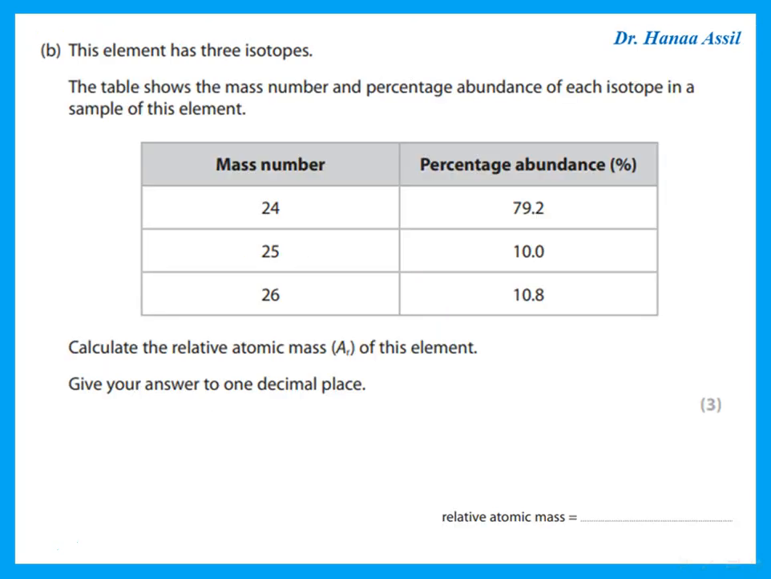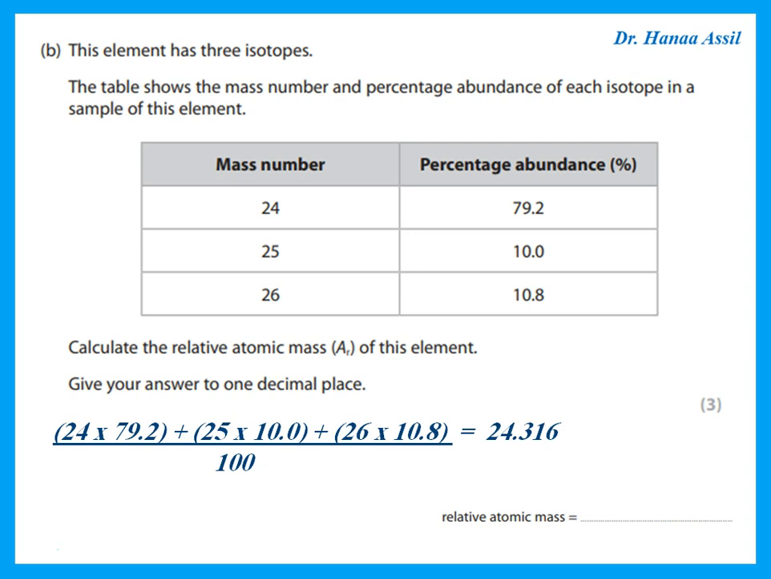Okay? This element has 3 isotopes, and the table shows the mass number and percentage abundance of each isotope in a sample of this element. Calculate the relative atomic mass of this element. When he gives me the mass number and the percentage abundance of each isotope, how do we get the atomic mass? You should know that it is the mass number times the abundance plus the mass number of the other one times its abundance plus the mass number of the third one times its abundance, and we divide all that by 100. This gives me a certain number.